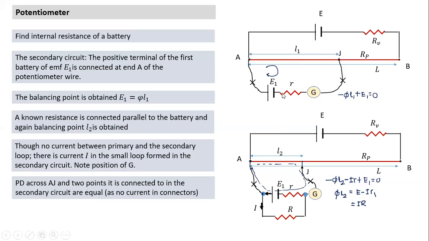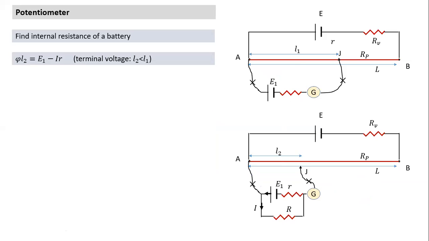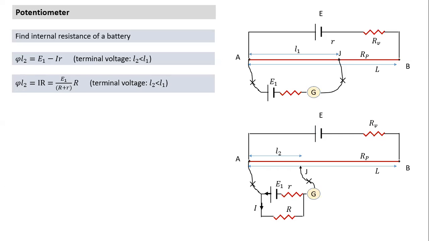We can write the equation for the second condition also. So we'll go to the next slide. It is something like this. What is phi L2? Phi L2 can be written as E1 minus IR, and it indicates terminal voltage. Hence, L2 will always be smaller than L1. I hope all of you understood why L2, the second balancing length, with the known resistance connected in parallel to the battery, will always be smaller than the initial balancing length.